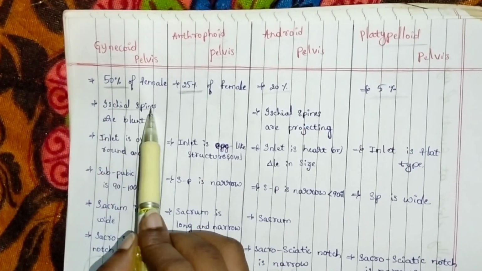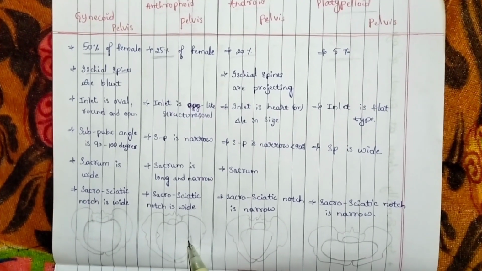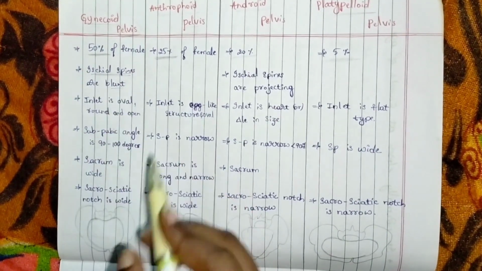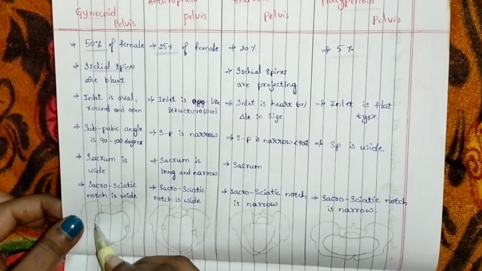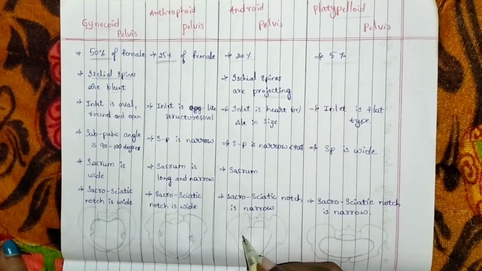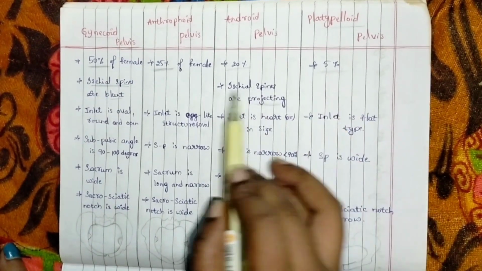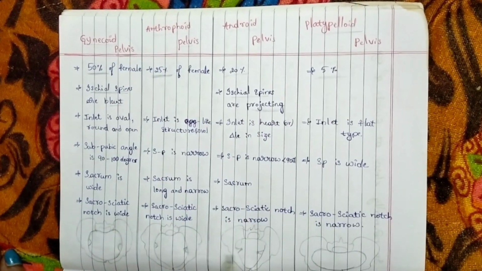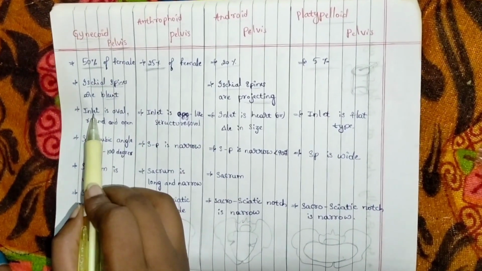Next, the ischial spine. If you see the structure, the ischial spine is present here. In gynecoid pelvis, the ischial spine is blunt. Blunt in the sense that they are not sharp. They are in this shape. In android pelvis, they are projected. Projected in the sense they are sharp. The tip is sharp. And in these 2 types, the ischial spine is normal.